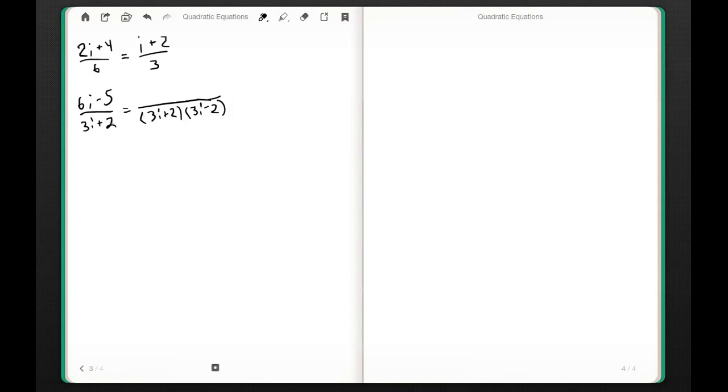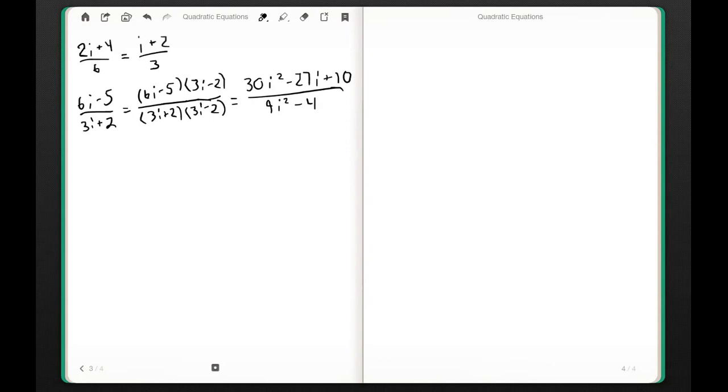So what we did is we multiplied this denominator by 3i minus 2. So we're going to do the same for the numerator now. Multiply it by 3i minus 2. And now we have some simplifying to do. This will be 30i squared minus 12i minus 15i, so that's minus 27i plus 10. Over here we have 9i squared minus 6i plus 6i, so that worked. The i's are gone. Minus 4.